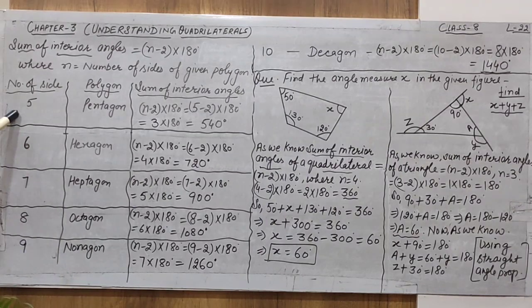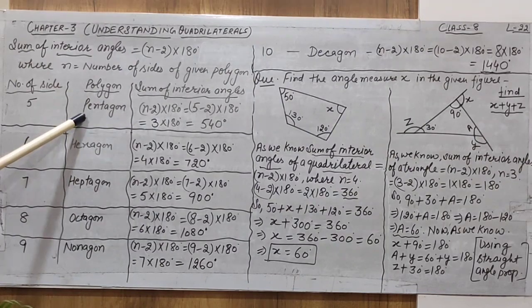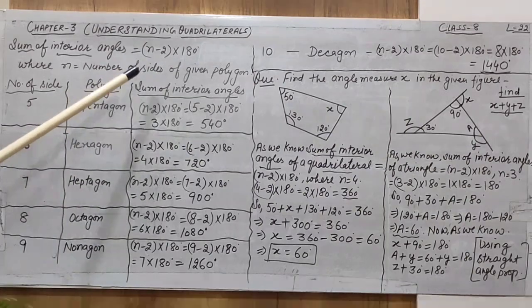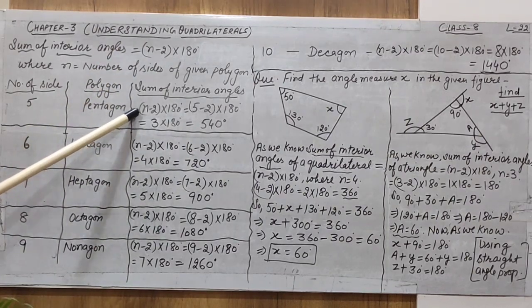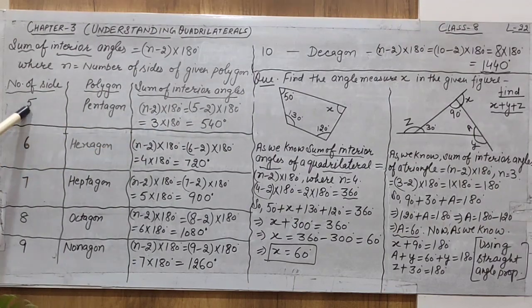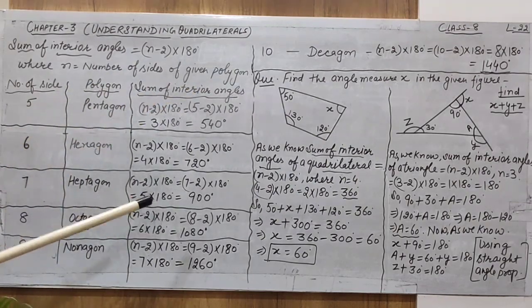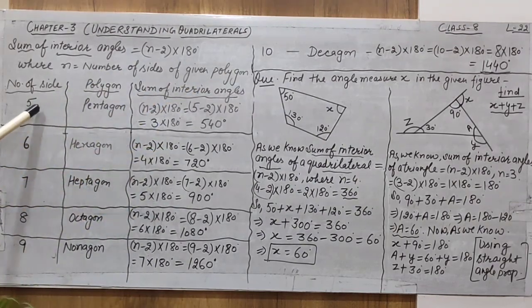Now come to the number of sides. For 3 and 4 sides we have already done it. Next, the number of sides is 5. That kind of polygon is known as a pentagon. Alright, this is the classification or the name of the polygon. Now for the sum of interior angles, (n minus 2) into 180, put the value of n. n is the number of sides of the given polygon, so the value of n is equal to 5.